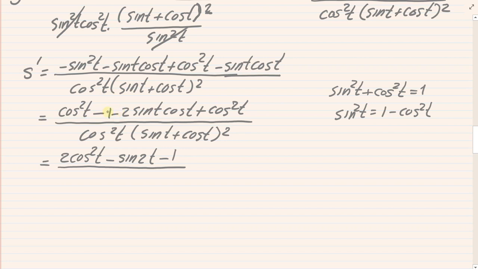That negative 1, I moved it to the end of the expression over the denominator. Cosine squared t sine t, and that's going to be sine t plus cosine t squared. Okay, and there you go. We're done with this one.